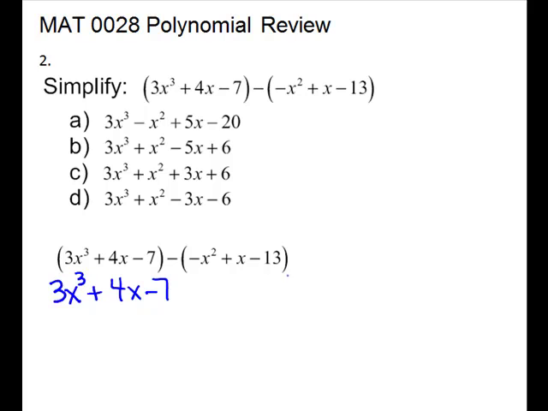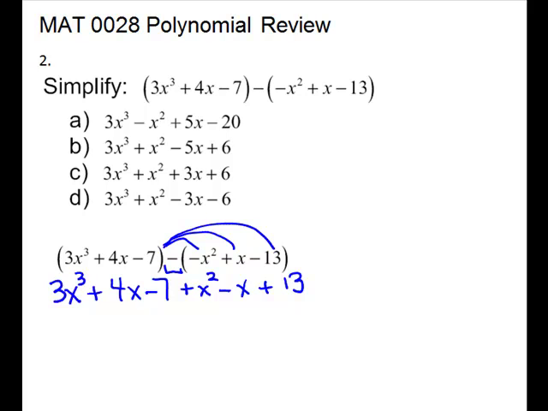For the second parentheses, there's no exponent, but you need to distribute this minus. It affects every term in the second set of parentheses. Take the time to do this. It will save you an error. So minus a negative makes plus x squared, and then it will be a minus x, and minus a negative will make plus 13. Parentheses comes off, and now you will put your like terms together.